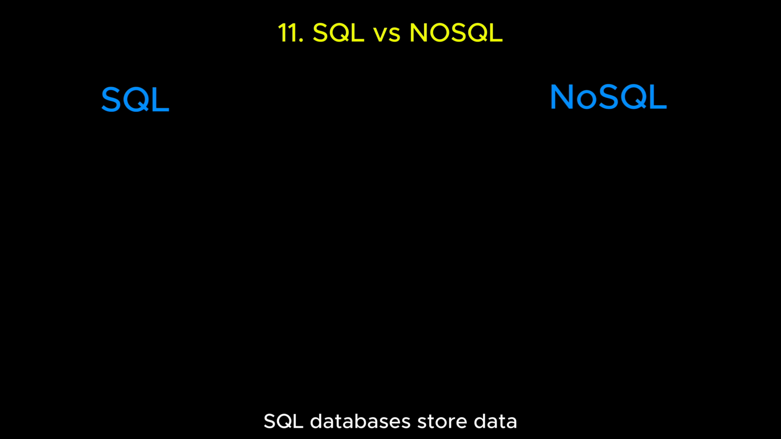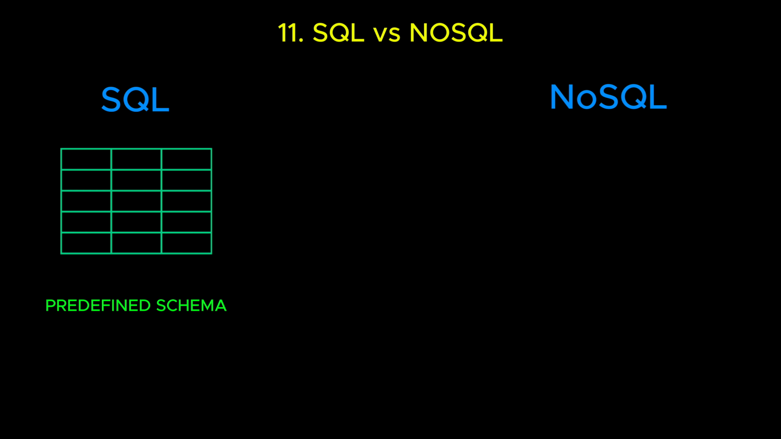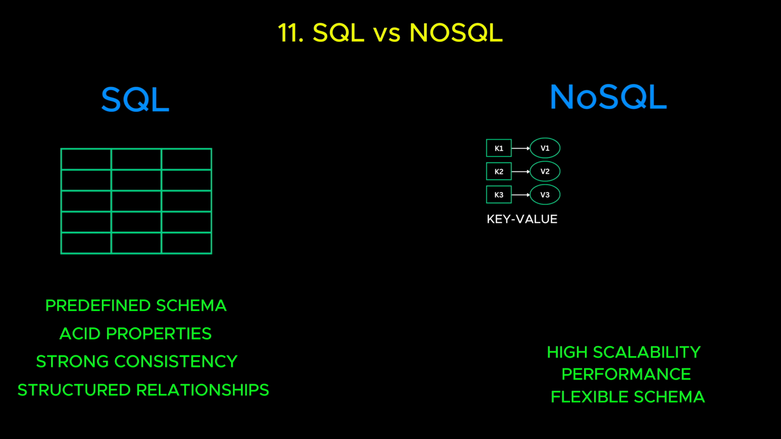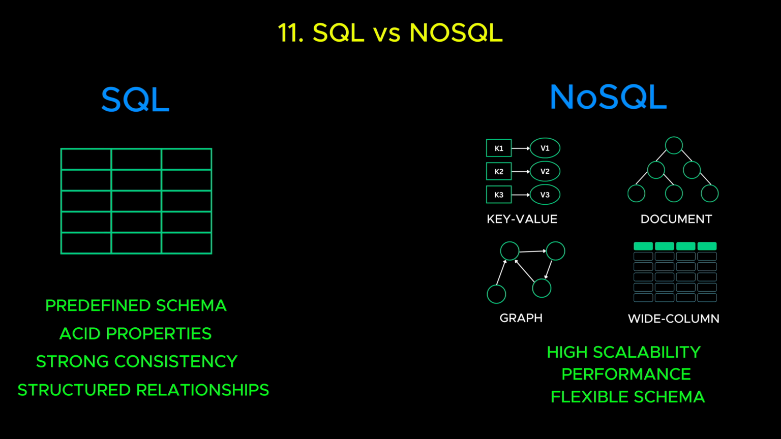SQL databases store data in tables with a strict predefined schema, and they follow ACID properties. Because of these guarantees, SQL databases are ideal for applications that require strong consistency and structured relationships, such as banking systems. NoSQL databases, on the other hand, are designed for high scalability and performance. They don't require a fixed schema and use different data models, including key-value stores, document stores, graph databases, and wide-column stores, which are optimized for large-scale distributed data.